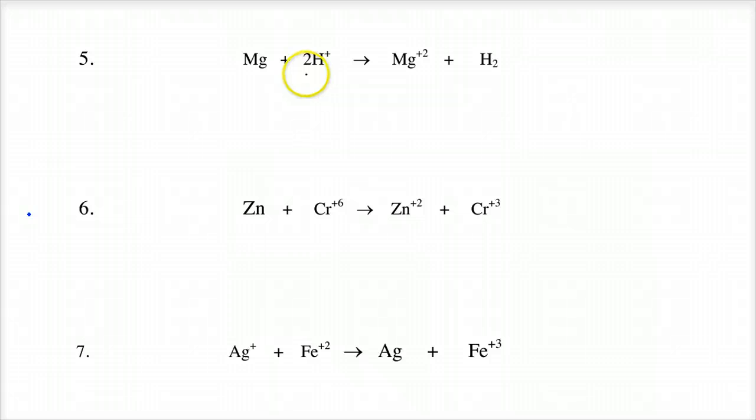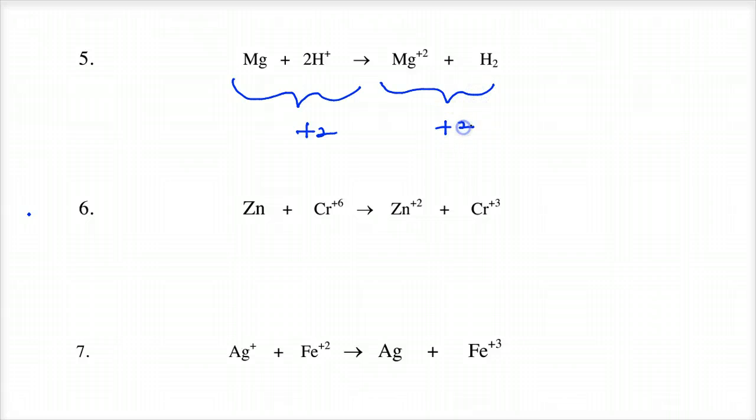Plus 2 on this side, plus 2 on this side. 1 magnesium, 2 H's, 2 H's. My friends, in chemistry, we are balanced. If you do your half reactions, you'll see that. So again, it's a way to save some time.